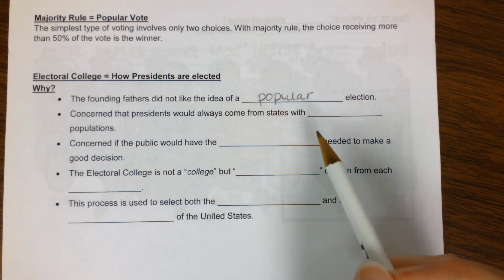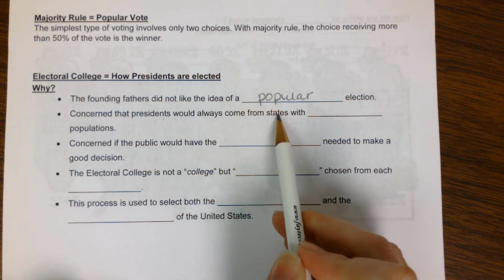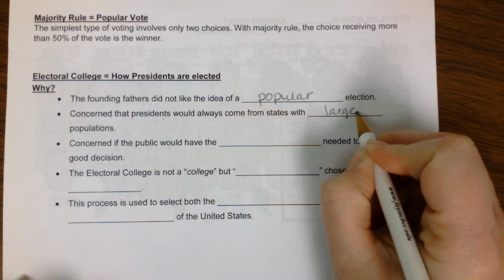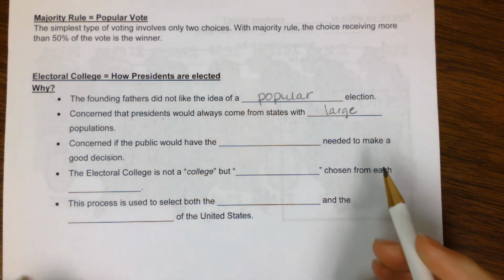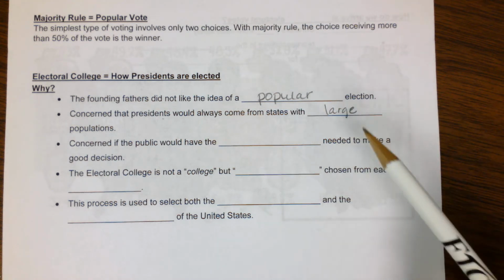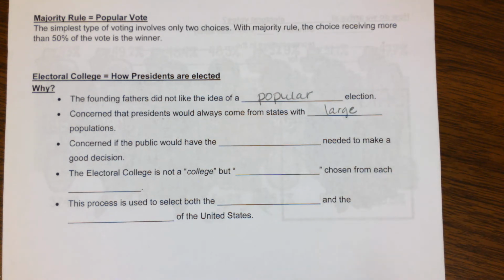They were concerned that the presidents would always come from the states with large populations, because that's where the majority of the votes would come from. So people would vote for the ones they know. They may not vote for the ones from the smaller towns because they just don't know them. And so it would influence it that way.